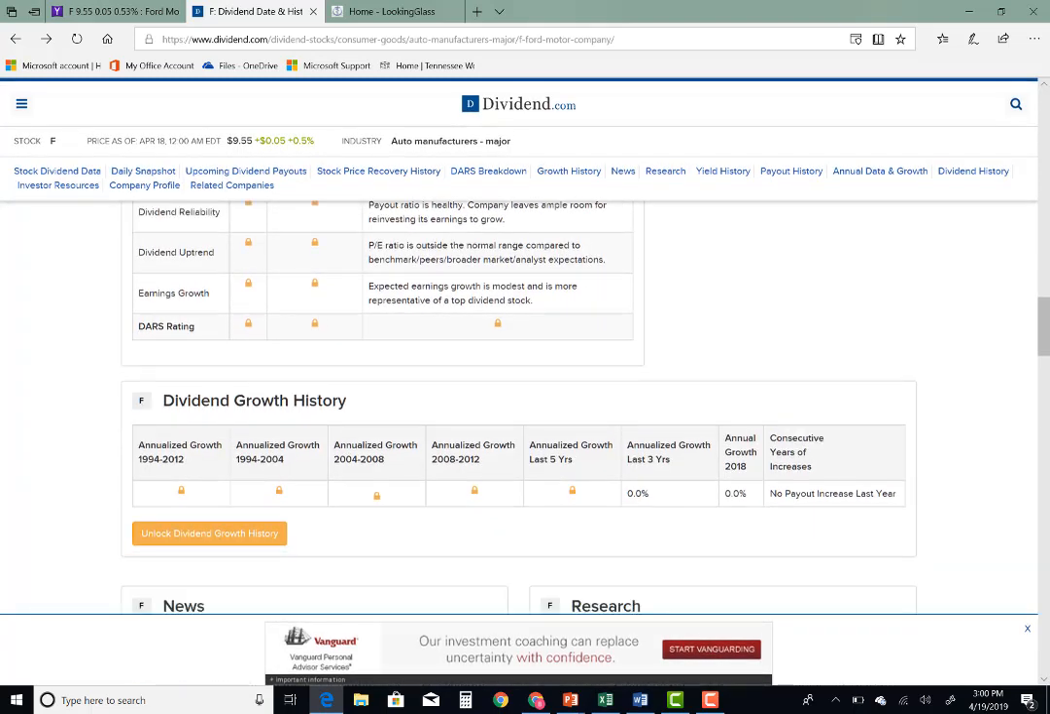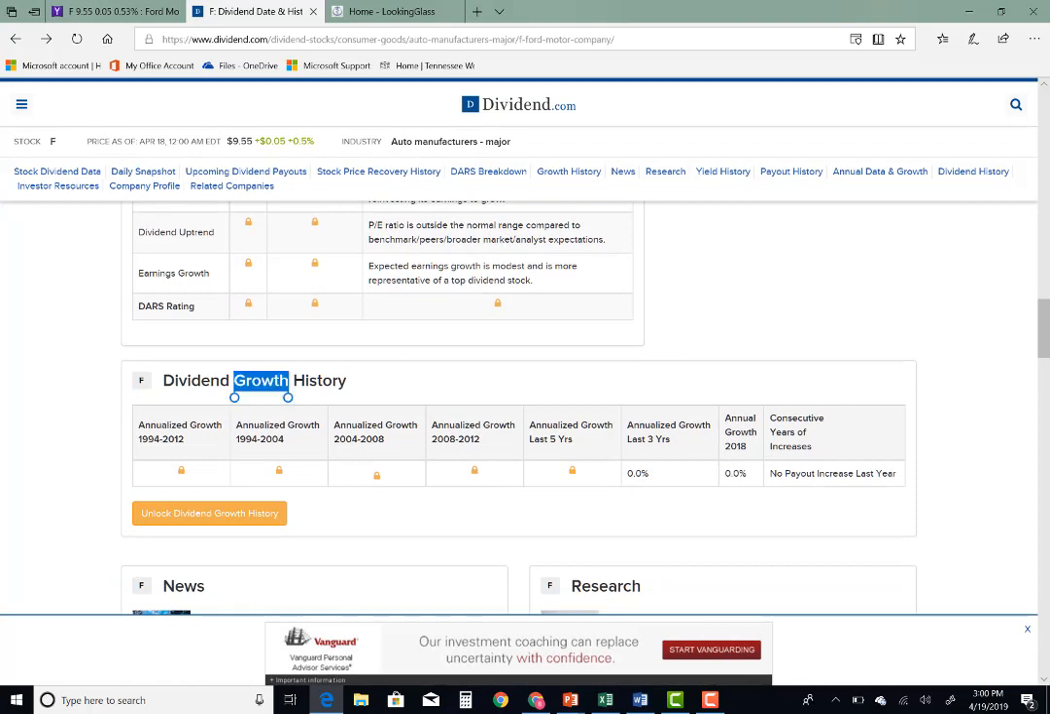All right, notice down here, dividend growth history. They're not going to give you this information. They want you to pay for it. There's a little lock there on the screen. If you click on that lock, you have to register for the website and pay them some money. So this is the stuff we're trying to calculate based on past data.